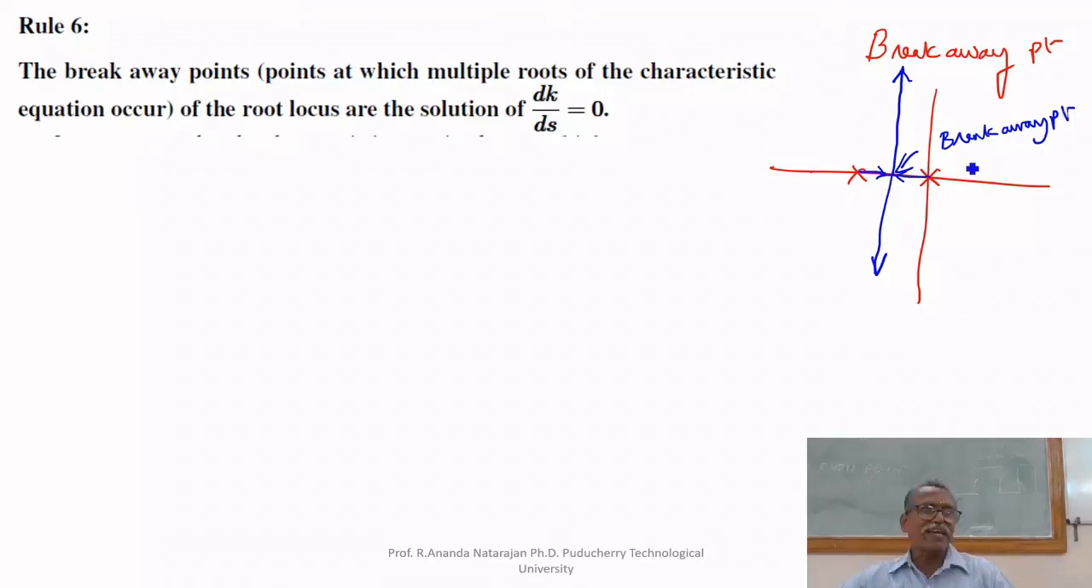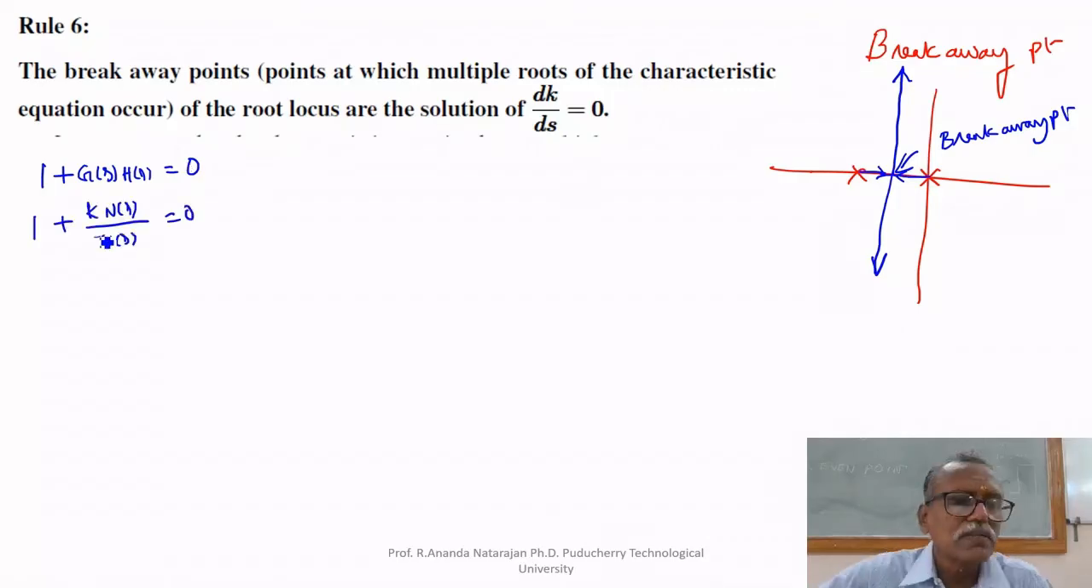How to find that breakaway point? They are approaching each other, but at what point are they breaking away? We do not know. That can be found by using dK by ds. What is the characteristic equation? 1 plus G(s)H(s) equal to 0. That is the characteristic equation. G(s)H(s) can be written as K times N(s) upon D(s).